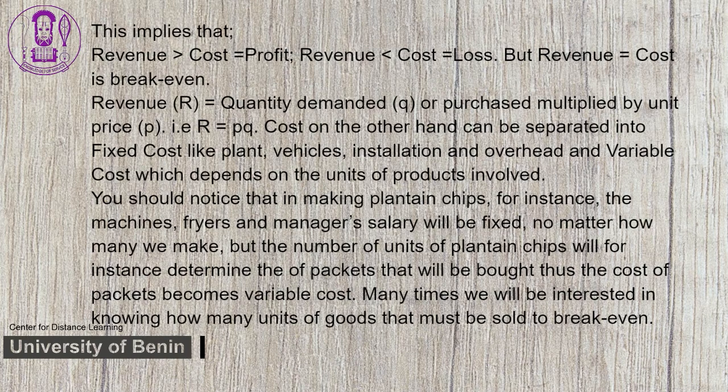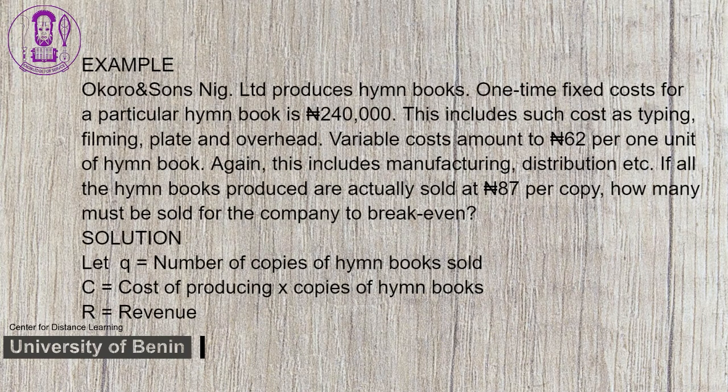Many times we will be interested in knowing how many units of goods must be sold to break even. Example: Okoro and Sons Nig. Limited produces hymn books. One-time fixed costs for a particular hymn book are 240,000. This includes such costs as typing, filming, plate, and overhead. Variable costs amount to 62 per unit of the hymn book. Again, this includes manufacturing, distribution, etc.